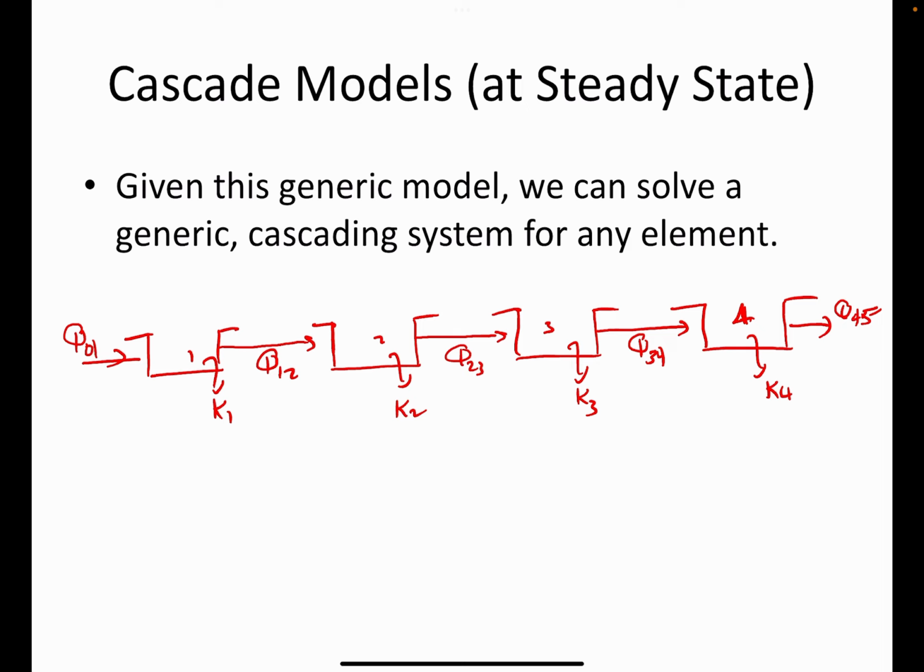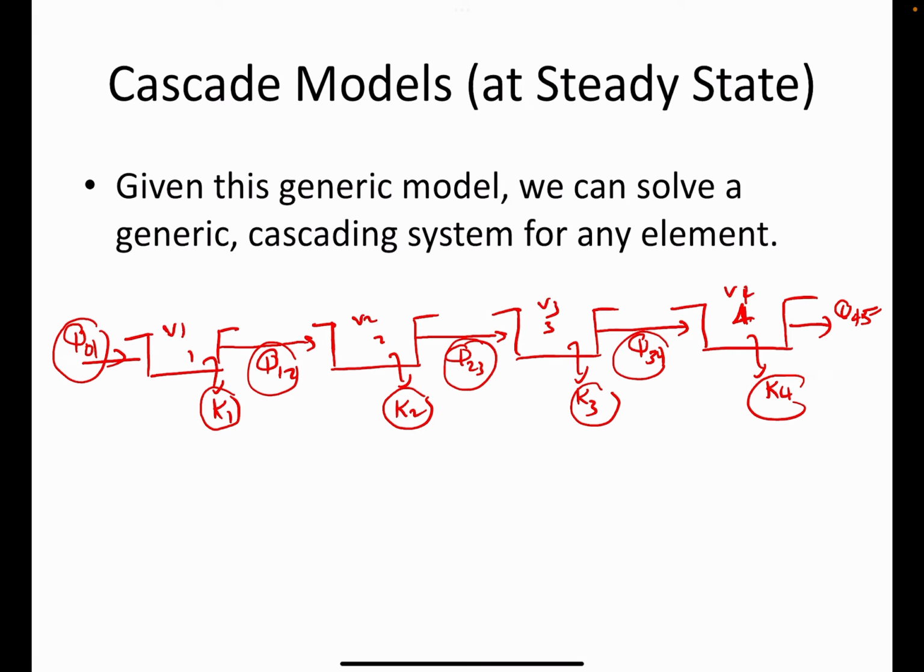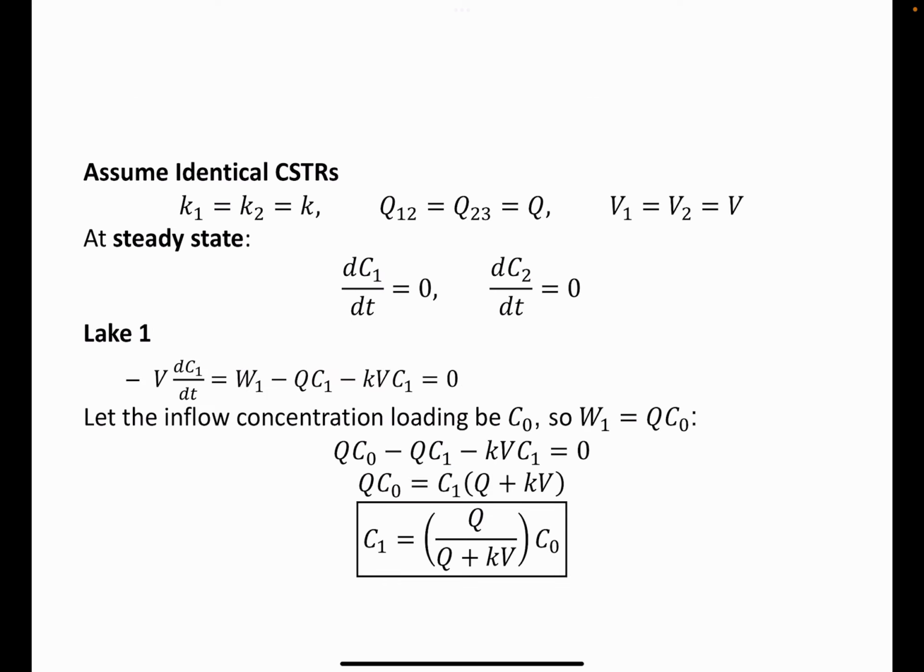And let's assume that Q1 is equal to Q2 is equal to Q3 equal to Q4. And let's also assume that Q01 equal to Q12 equal to Q23, Q34, and Q45. And let's also assume that volume 1 equal to volume 2 equal to volume 3 equal to volume 4. Okay, so we'll have all these assumptions that all the K's are constant, equal to each other, and the flow rates are all the same, and the volumes are all the same.